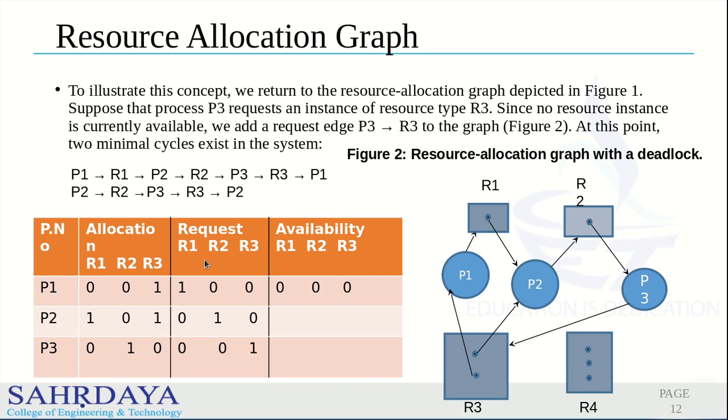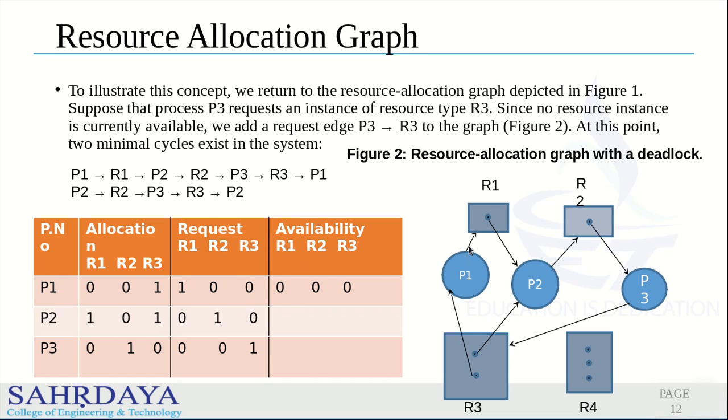In case of P3, see carefully. P3 is not requesting R1, P3 is not requesting R2, P3 is only requesting R3. So you write 1 here.